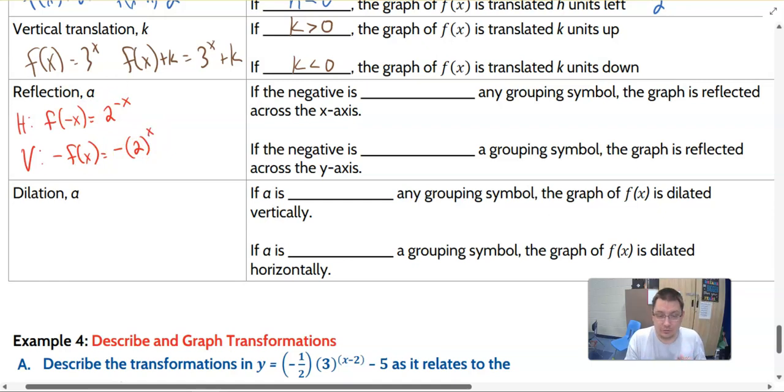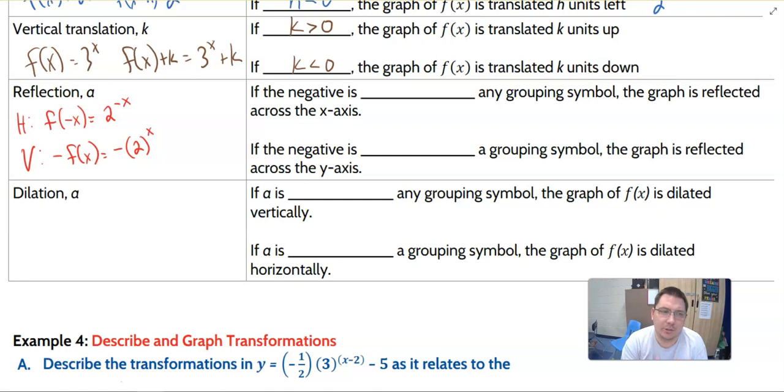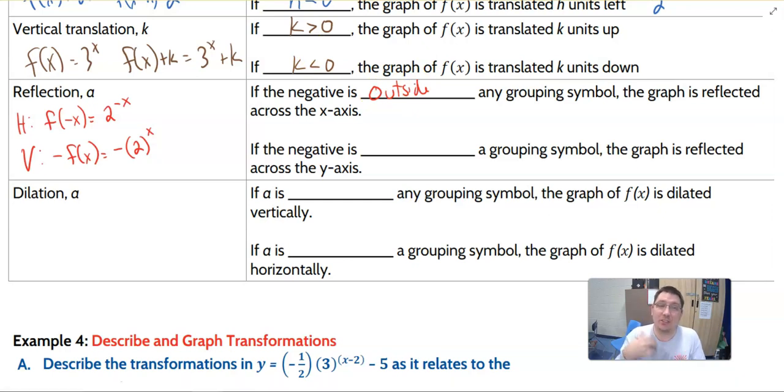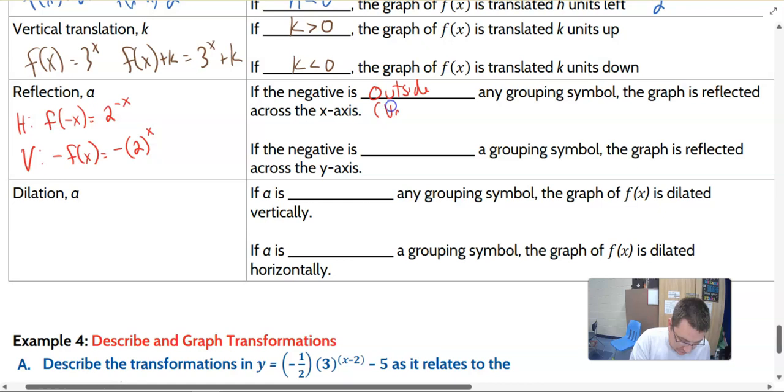And again, we could have other transformations going on. If the negative is not in a grouping symbol, or outside of any grouping symbol, the graph is reflected across the x-axis. Again, this is going to be our vertical translation. And if the negative is inside a grouping symbol, the graph is reflected across our y-axis, giving us our horizontal translation. And so we're looking for it in one of those two places.